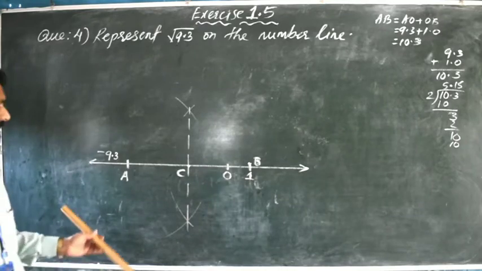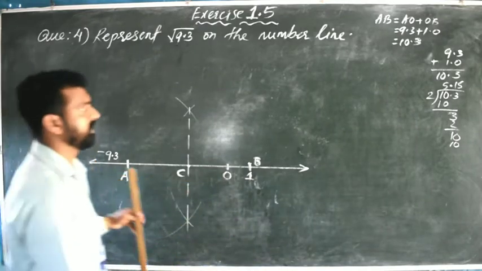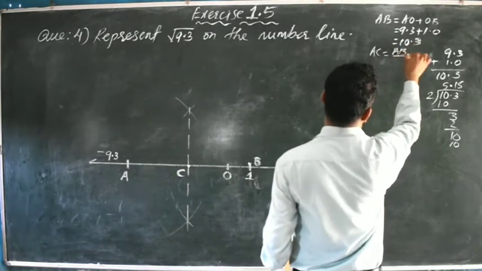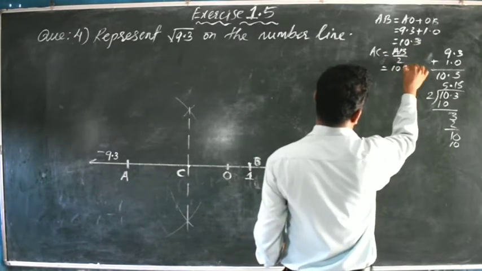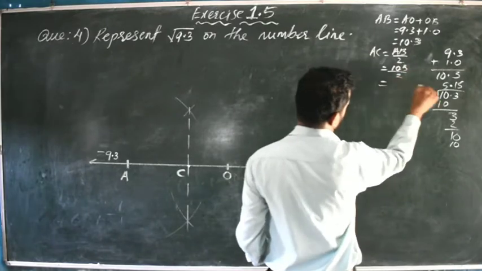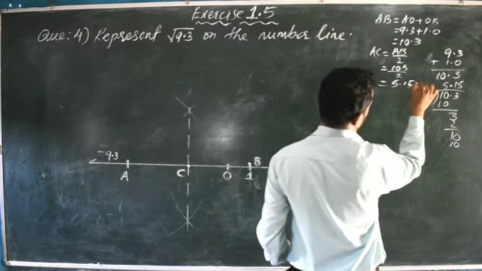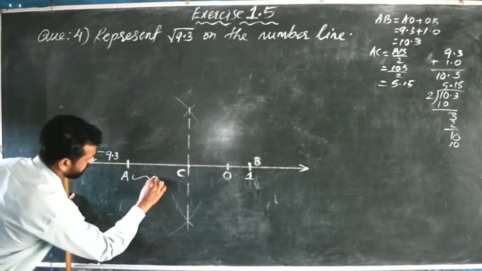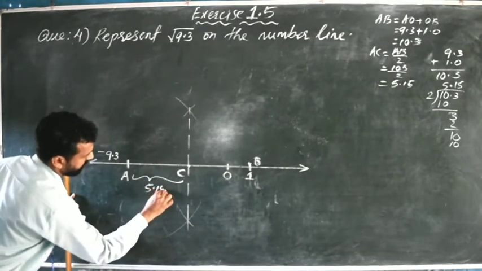Now find out this AC. AC is equal to how much will it come? AC is equal to AB divided by 2, that is equal to 10.3 divided by 2. Now we have divided that, that is 5.15. So AC is equal to 5.15. Here you have to mark it 5.15.